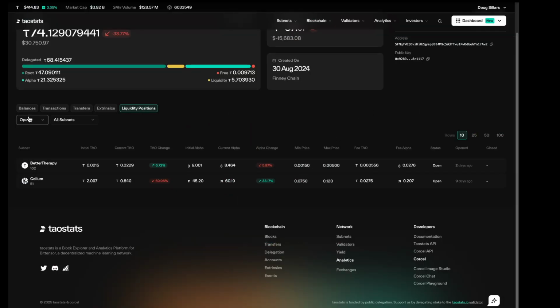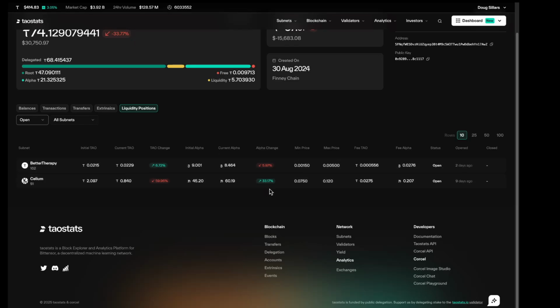If you have liquidity positions on your account page, you'll see balances, which are your stakes, your transactions, and you'll see a new tab with liquidity positions showing the positions you have open with the initial tau and current tau, and which way it's changed, your initial alpha and your current alpha and how it's changed, the price ranges that your position is live in, and then how much you've earned in tau and alpha during that transaction.